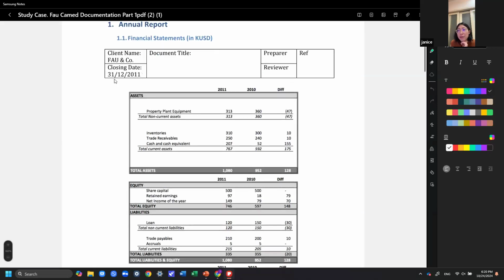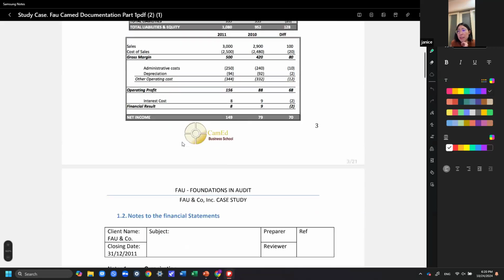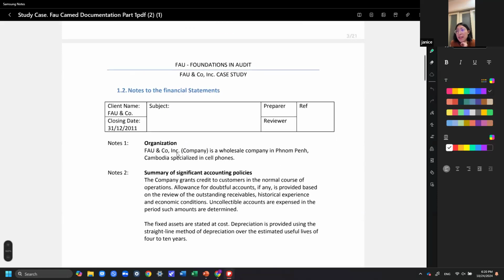And their closing date is the 31st December 2011. FAU is a wholesale company in Phnom Penh, Cambodia, specialized in cell phones. So it's a company that sells cell phones to all these phone shops.